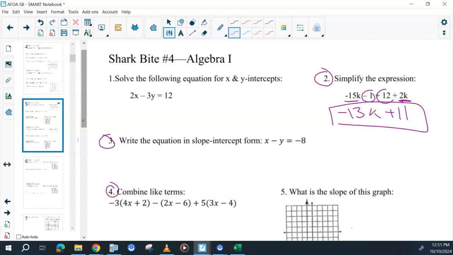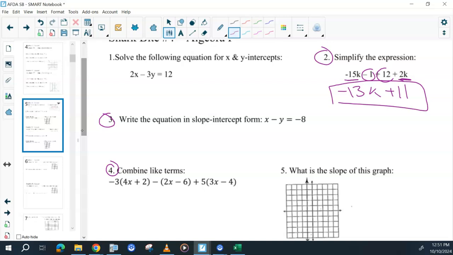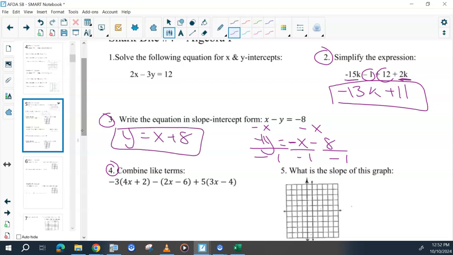Number 3, write the equation in slope-intercept form. So we have to solve this, get rid of x first by subtracting. Then we can rearrange this, put this as negative x minus 8. And then divide everything by negative 1. There's an invisible 1 right here, so divide everything by negative 1, so that we get y equals x plus 8. Questions on that one?